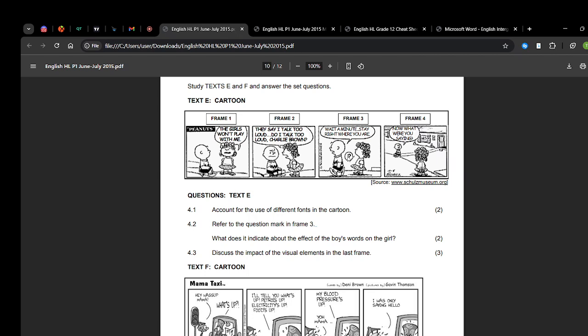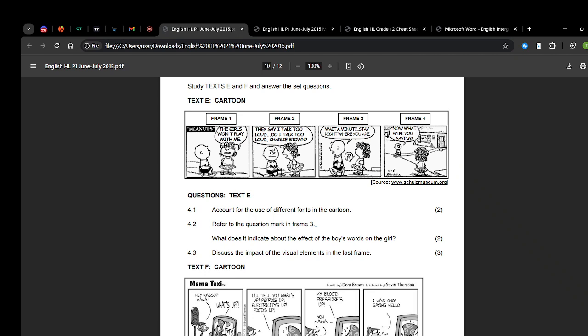And then the next question, the interesting ones, the 4 mark ones. I'm sure that's where many people, well, me in the past as well, lost marks. It's actually the 3 and 4 mark questions because they actually expect a lot. So let's read the next question. 4.3. Discuss the impact of the visual elements in the last frame.